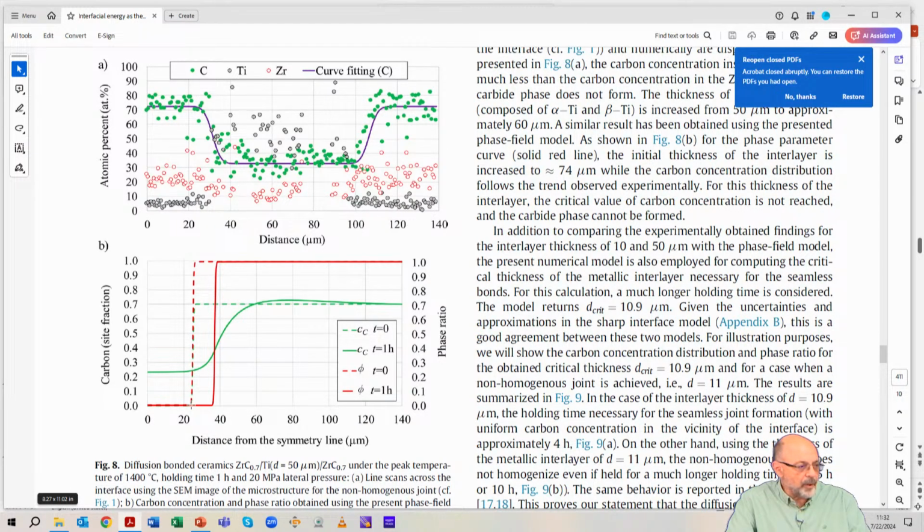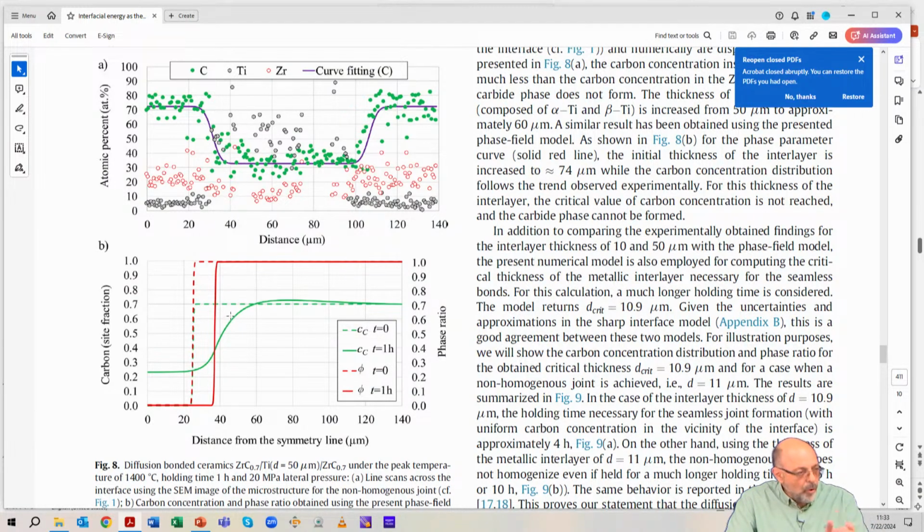So I start with 25 micron, that's a half thickness, right? So this is my phase here, dashed line. This is my carbon concentration, dashed green line, initially. As carbon starts diffusing, my phase moves back into zirconium carbide. So the effect of taking carbon from here and putting it into titanium overwhelms.